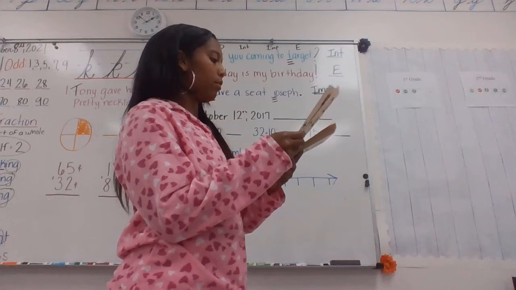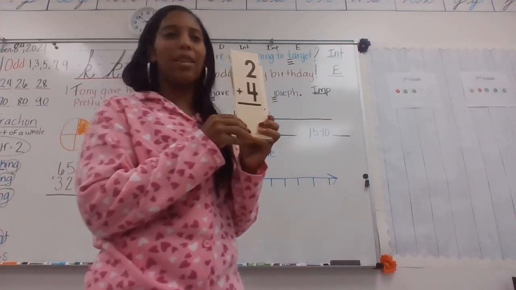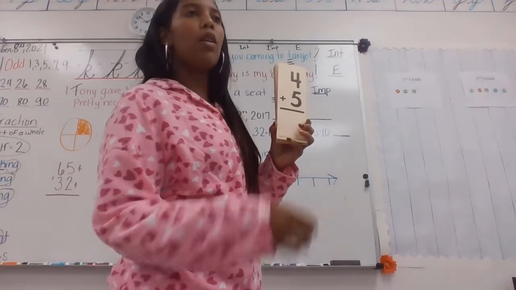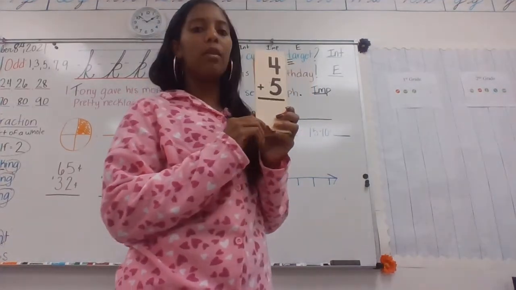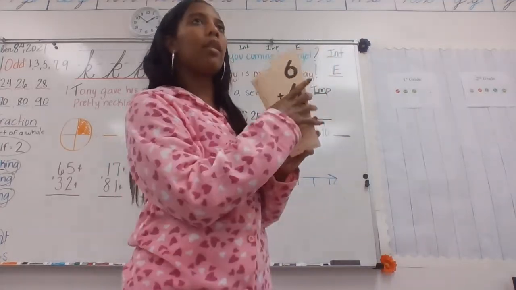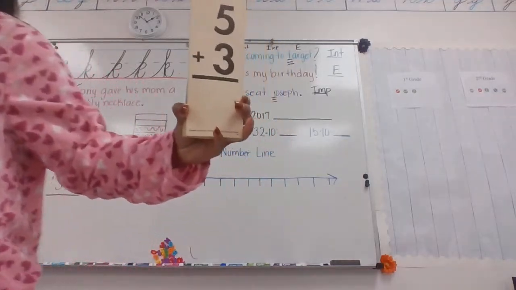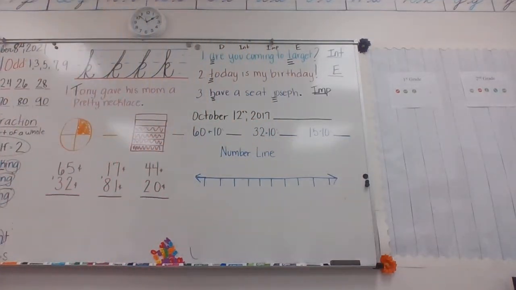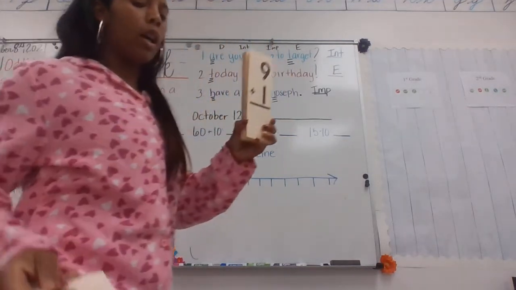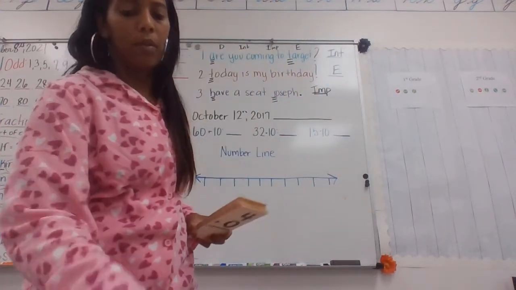It's showing the answer. Got the answer, sorry. 2 plus 4 equals 6. 4 plus 5 equals 9. 6 plus 6 equals 12. 5 plus 3 equals 8. 9 plus 1 equals 10. Alright, and we'll stop there.